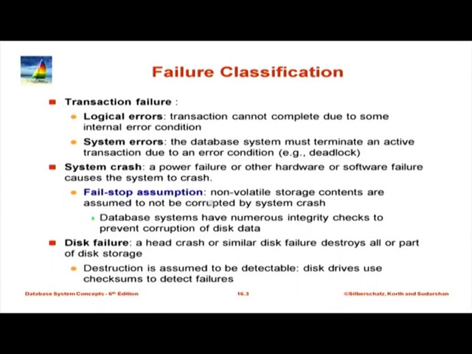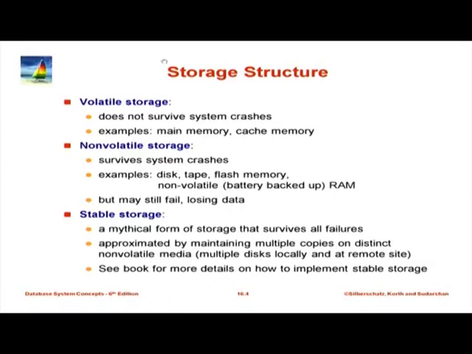Now you can also have a disk failure which actually leads to data loss. We know how to use RAID to minimize that chance, but if in spite of that data loss happens, what do you do? So then you have to have a backup and you have to recover from the backup. Now storage structure is divided into three levels. We already saw volatile and non-volatile. Now on top of it, we define another thing called stable storage, which is in some sense a mythical form of storage which is assumed to survive all failures.